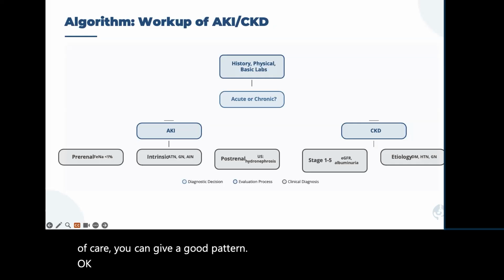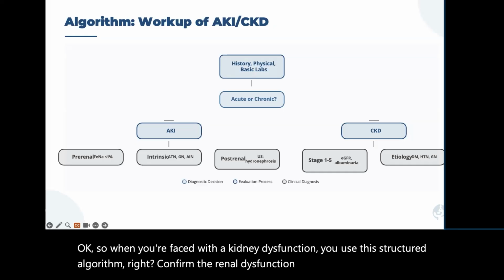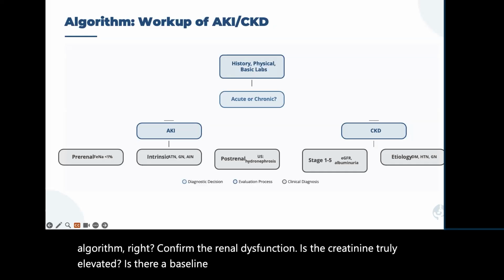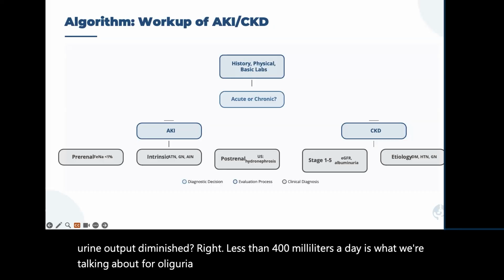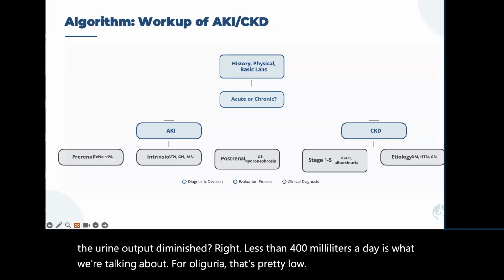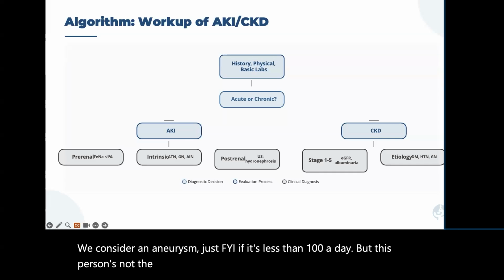Okay, so when you're faced with a kidney dysfunction, you use this structured algorithm, right? Confirm the renal dysfunction. Is the creatinine truly elevated? Is there a baseline for comparison? Is the GFR reduced? Is the urine output diminished? Right? Less than 400 milliliters a day is what we're talking about for oliguria. That's pretty low. We consider it anuric, just FYI, if it's less than 100 a day. But this person's not the one walking around in the community.